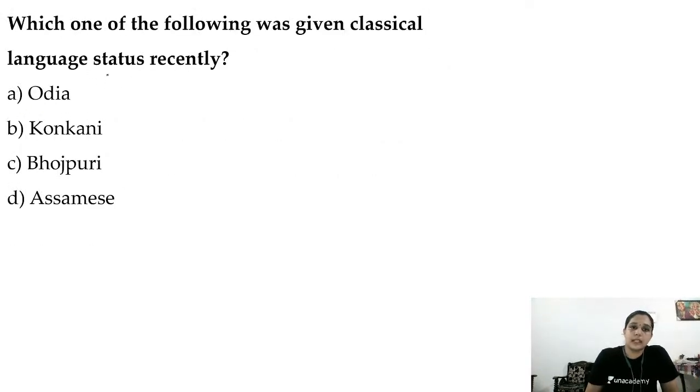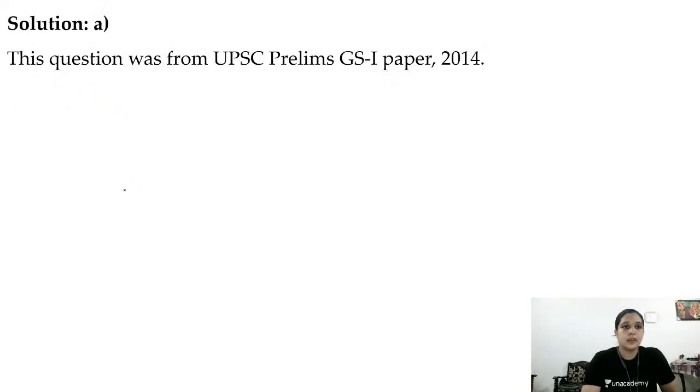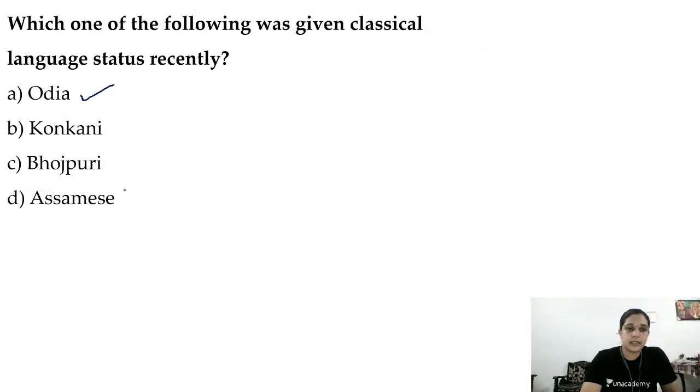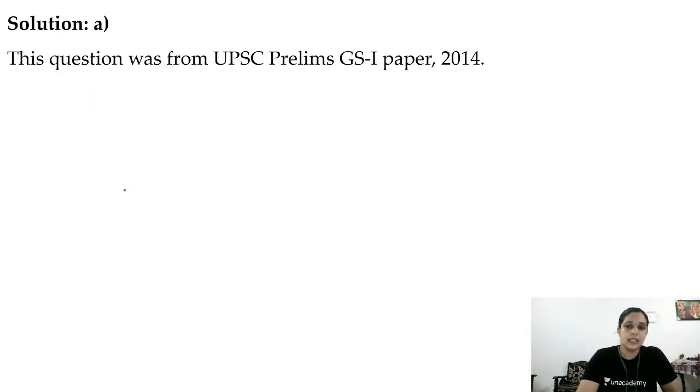Which one of the following was given classical language recently? Odia, because we know Konkani, Bhojpuri, Assamese are all in Schedule 8. But did they get this classical language status? Classical languages are very few. Just go and see what the classical languages are. You should know the list of classical languages, then you can answer this question very easily. See, this was also repeated from the GS paper 2014. That is the reason I tell you, you should definitely look into old question papers, because there is a possibility of you getting the questions again and again.